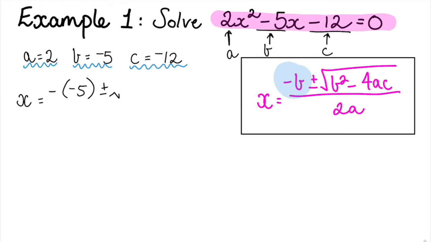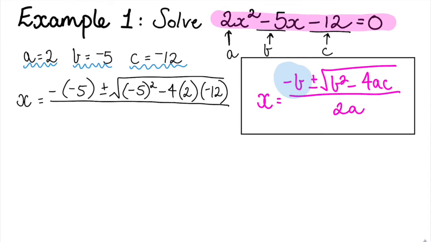Plus or minus the square root of b squared, so -5 all squared, minus 4ac, minus 4 lots of a, which is 2, times c, which is -12. I'm going to put all of that over 2a, so 2 lots of 2.